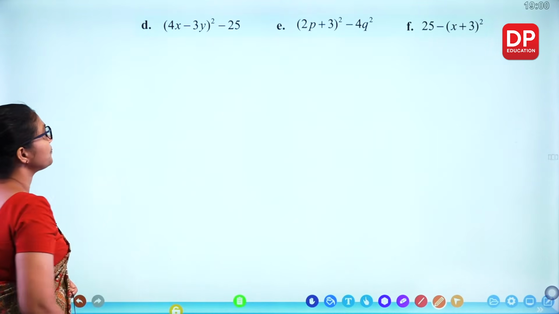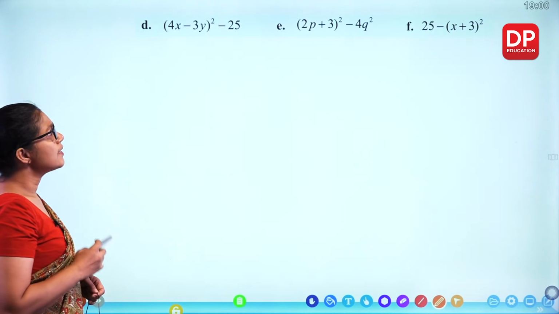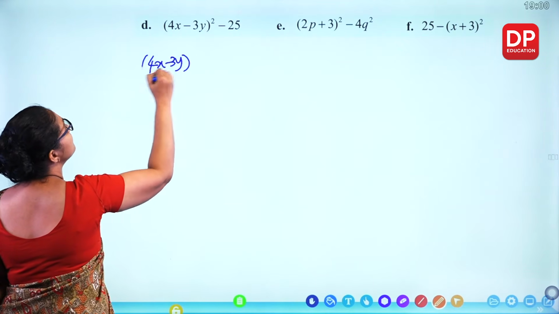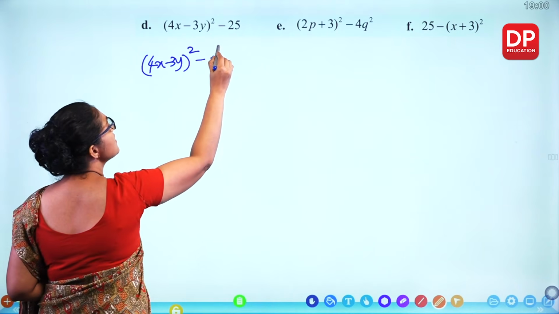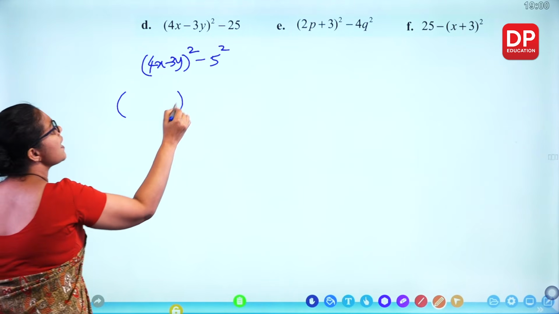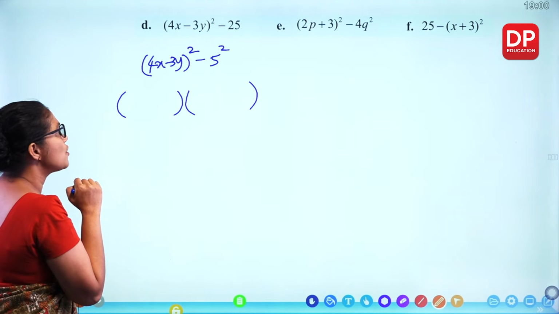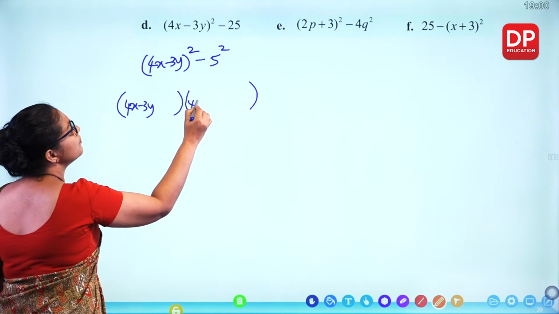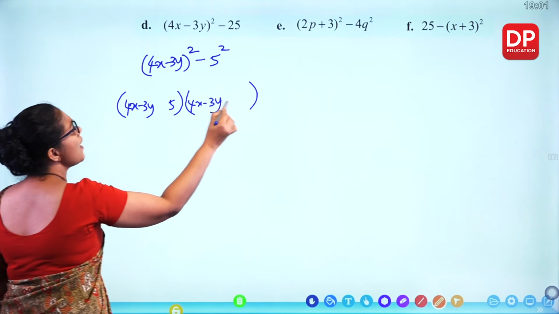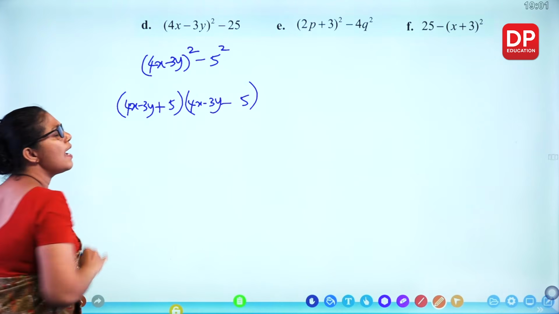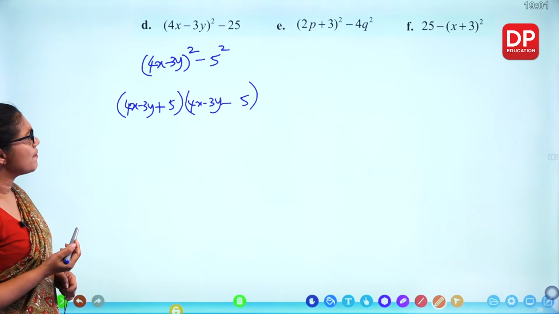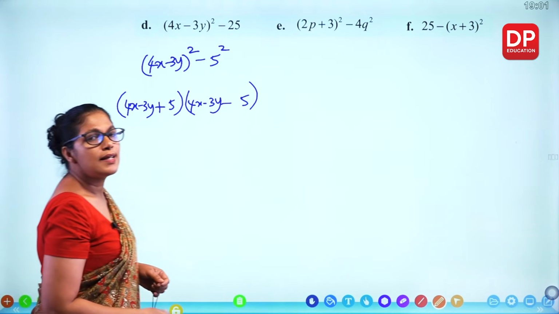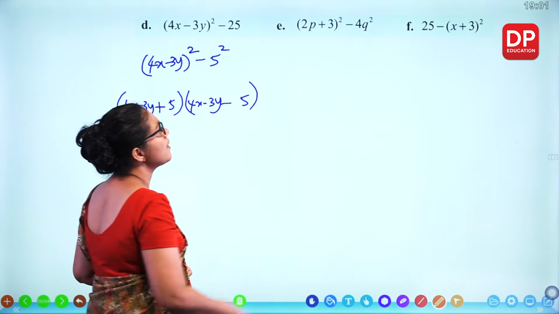Now we'll look at the next part. Here again two terms with minus sign and we need to write as a square term. I can write 25 as 5 squared. Then straight away I can use the formula for difference between two square terms. First term is 4x minus 3y. Second term is 5. One is positive and one is negative. Now try to simplify. Can you simplify? No like term. So you have to keep the answer like this.